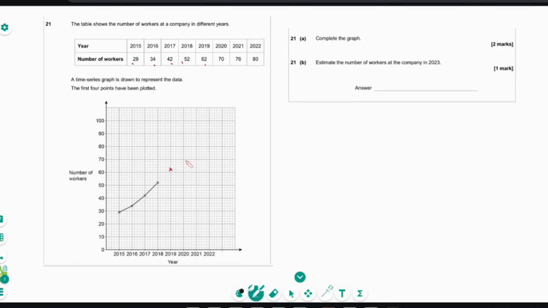2020 to 70. 2021 to 76. 2022 to 80. It's drawn with straight lines.